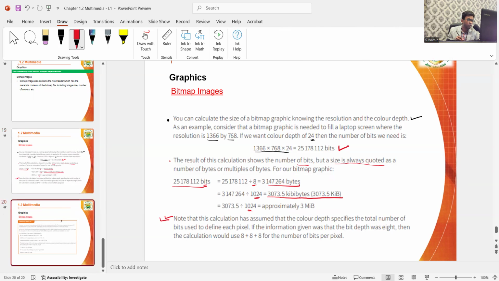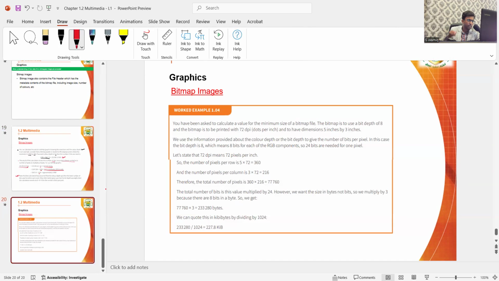Here is another worked example. It states that you have been asked to find the minimum size of a bitmap image. The bitmap is to use a bit depth of 8, and is to be printed at 72 dpi with dimensions of 5 inches by 3 inches. In this case the bit depth is 8, which means 8 bits for each component, so 24 bits are needed for 1 pixel. If it's 72 dpi, that means 72 pixels per inch.